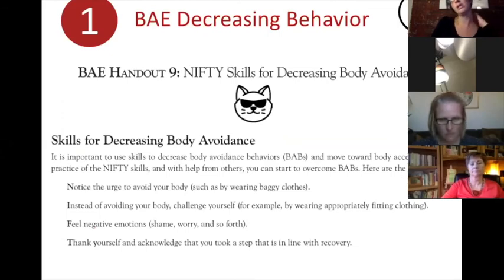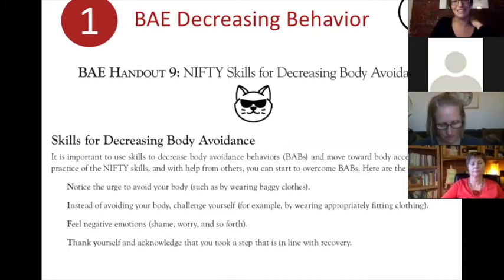So for decreasing eating disorder behaviors such as body avoidance, we use the NIFTY skills. The NIFTY skills are noticing the urge to avoid your body, instead of avoiding your body, challenging yourself, feeling negative emotions, shame, worry, and so forth, and thanking yourself. That's the TY: thanking yourself and acknowledging that you took this step in line with recovery.